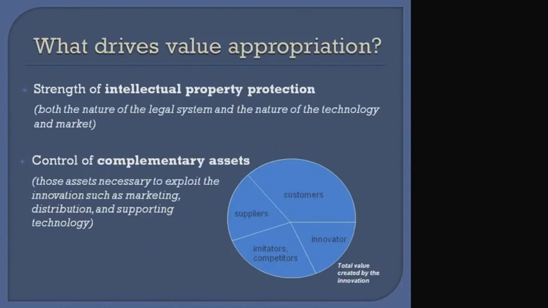But remember, this is only one piece of the puzzle. We have to think about intellectual property protection, but we also have to think about this idea of complementary assets. These are the other things necessary to bring an innovation to market. We can think about manufacturing, distribution, sales and marketing. All of these are important to be able to capitalize on a new innovative product or service.